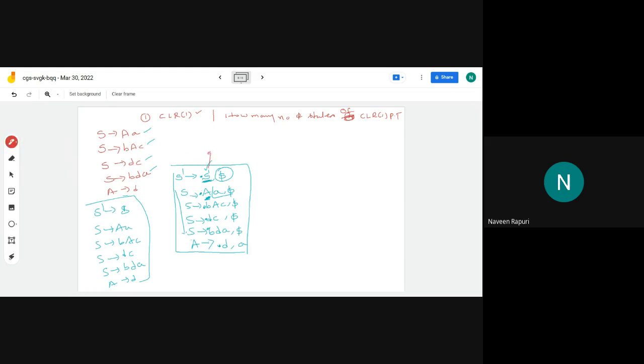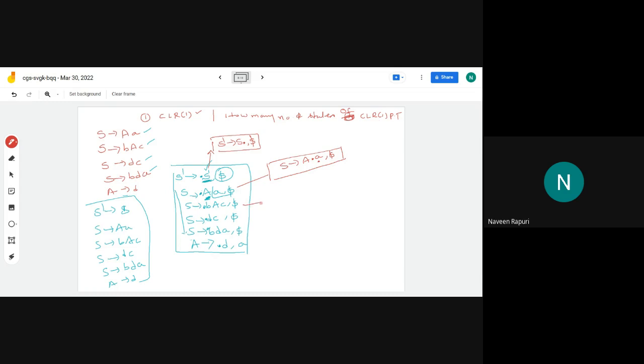From this, I am writing S dash derives S dot, comma dollar. That is finished. Coming to here, S dash derives A dot small a. After dot there is no non-terminal, so no need to expand any other. So next it is completed.